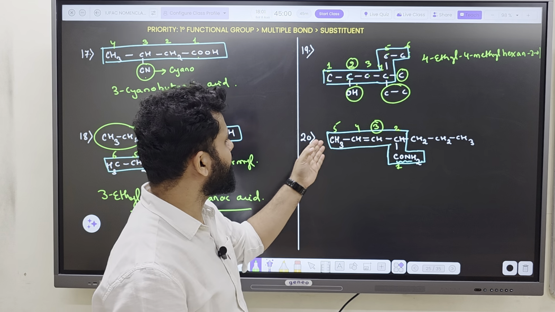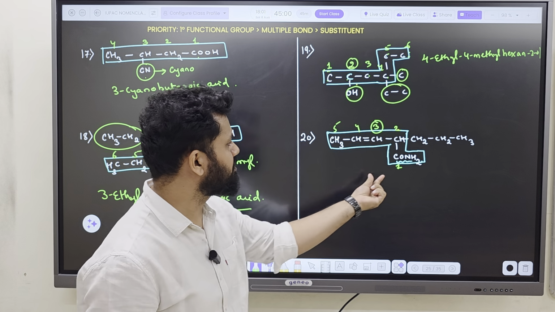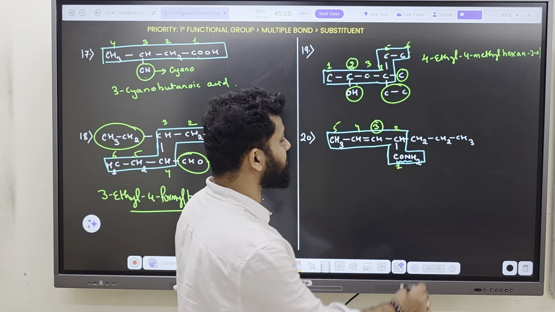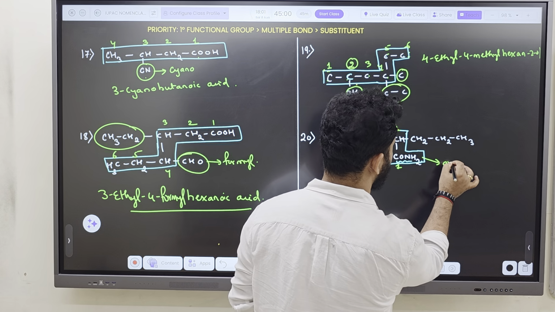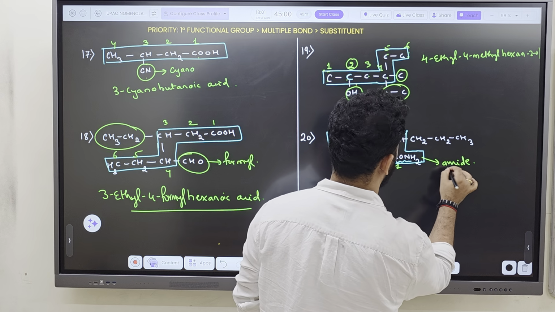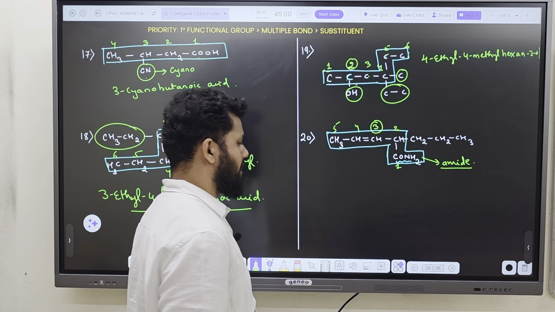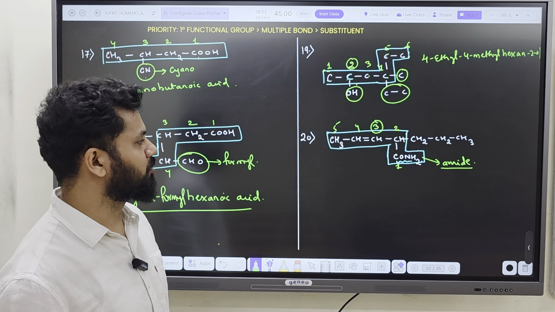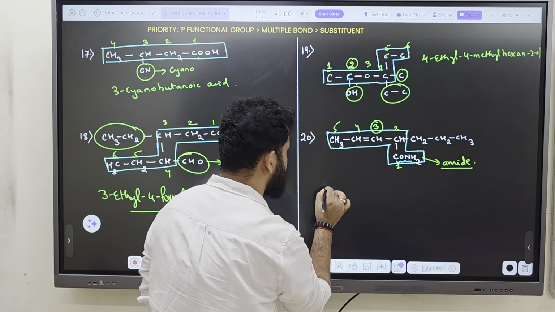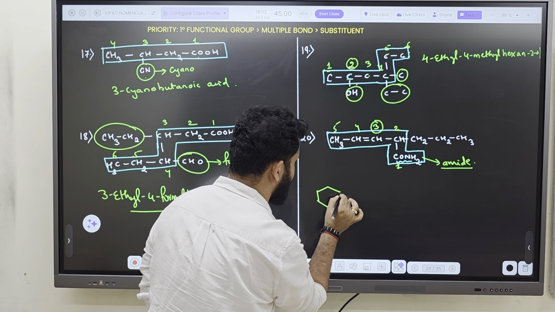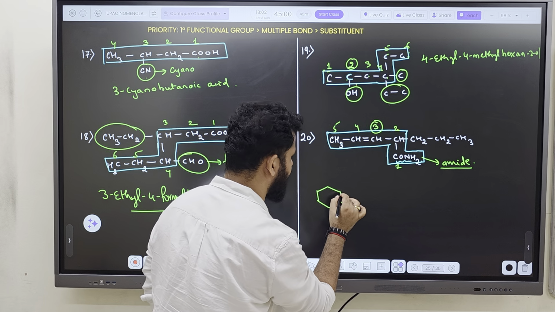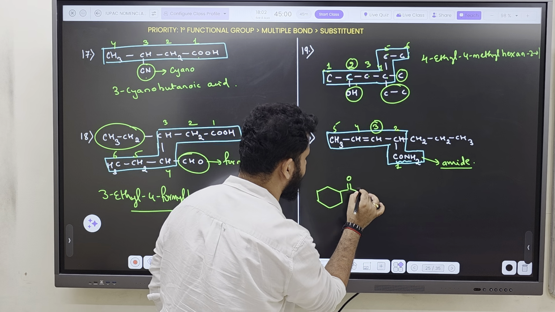1, 2, 3, 4, 5. Sir, which is the functional group? CONH2 is an amide functional group. This is an amide functional group. I told you there are 2 suffixes for amide. One is simply amide and the other is carboxamide.